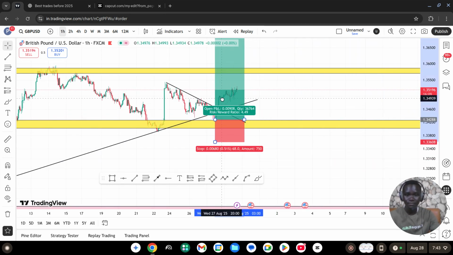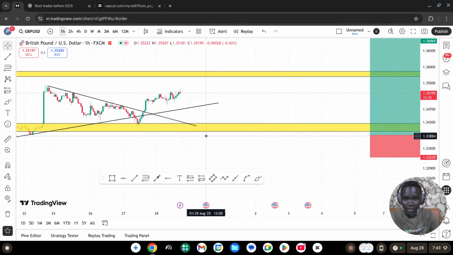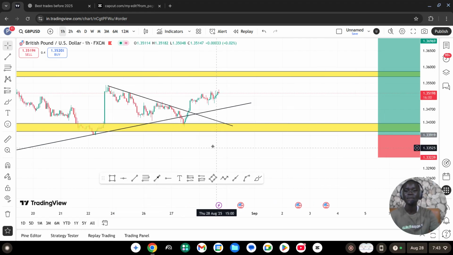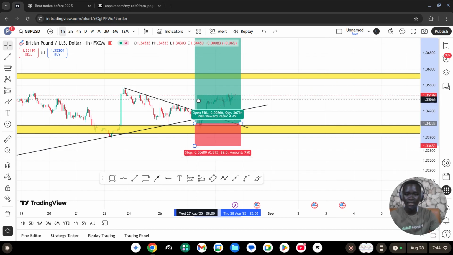I waited. This was the first, as you guys could see, this was the first candlestick. I waited for the second candlestick to even be bullish, guys. Then it was pretty simple. I came and put my entry here.